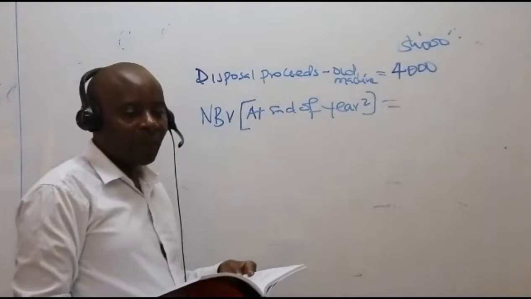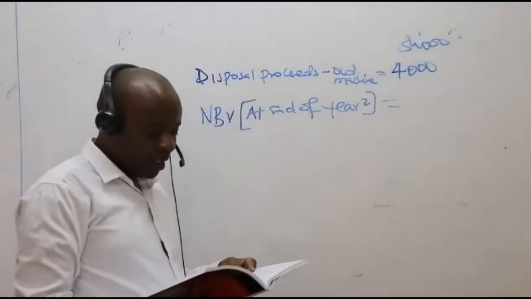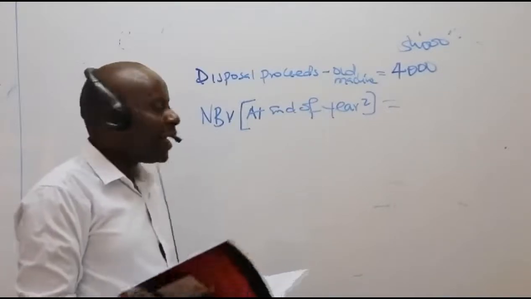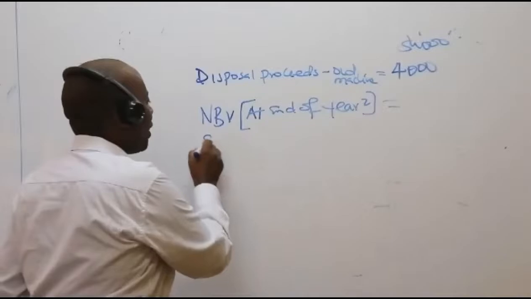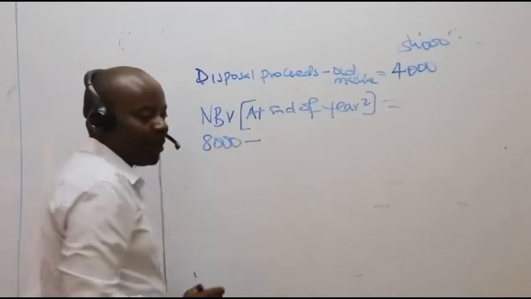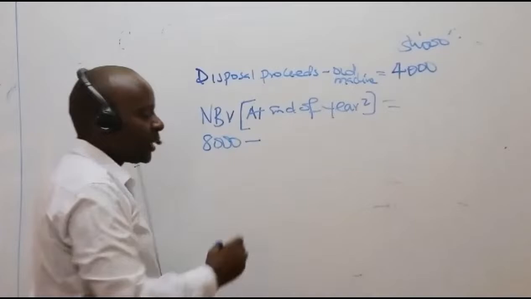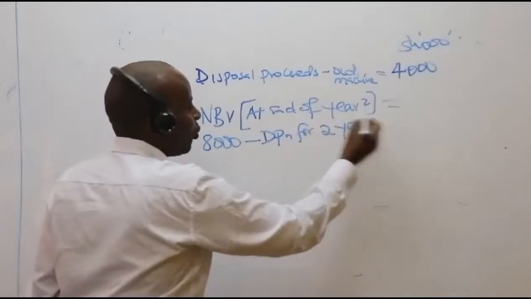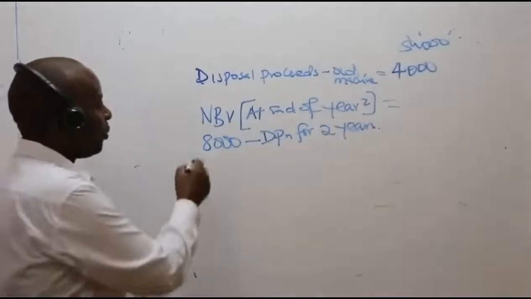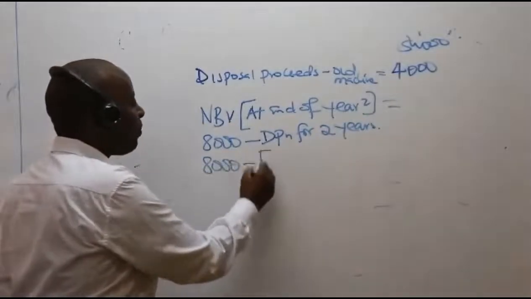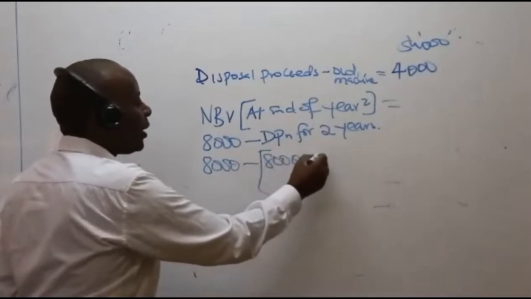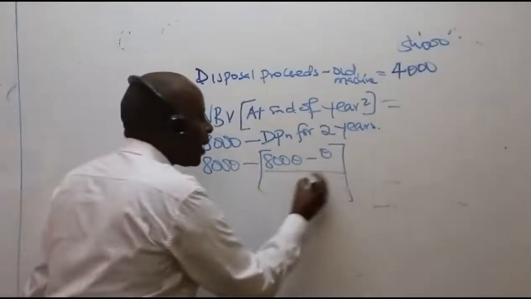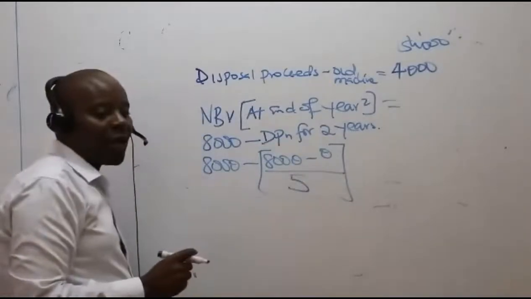No. They have taken the approach of giving us the purchase cost, which is 8,000 of this old machine. So to get net book value, I'll take 8,000 minus depreciation for 2 years. Depreciation per annum will be 8,000. The scrap value they have given us there is 0. And remember, ladies and gentlemen, that the useful life of this old asset was 5 years.